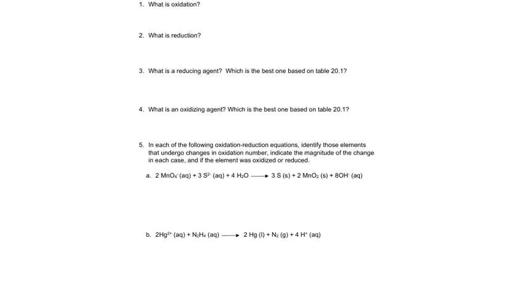This is the chapter 20 worksheet here, so we're going to go over this relatively quickly, do some of the problems here. What is oxidation? Alright, we should know that. Oxidation is the loss of electrons, and reduction would be the opposite. That's the gain of electrons by an atom in a compound or an ion, whatever it is.